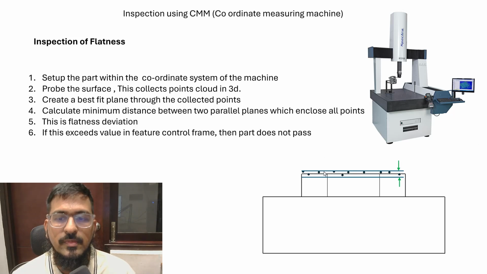And if the distance measured between these two parallel planes of the surface exceeds the value which has been mentioned in the feature control frame, it means that the part does not pass in terms of its flatness. So the deviation of the flatness is measured by measuring the distance between these two planes, which are created by a point cloud, which is probed using the probe on the CMM, basically probing the surface which has to be measured. So this is flatness. We get a point cloud and we basically check whether the extreme variation between the highest point and the lowest point is within the specification as per the flatness or not.